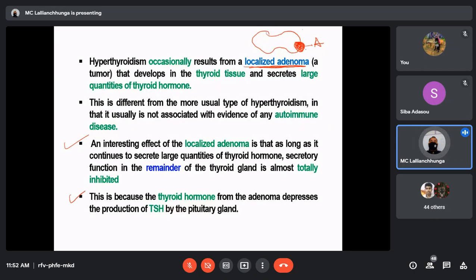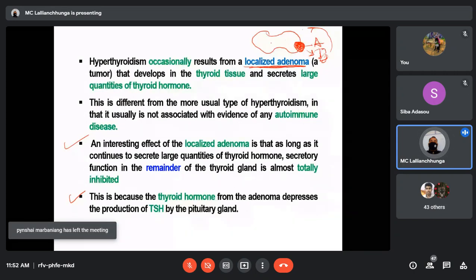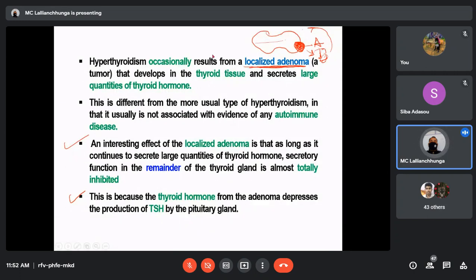So it is clear that here T3 and T4 are produced. Then there will be suppression on the pituitary gland or on the hypothalamus to decrease TRH and TSH production. So other areas of the thyroid gland will not be stimulated by the TSH.